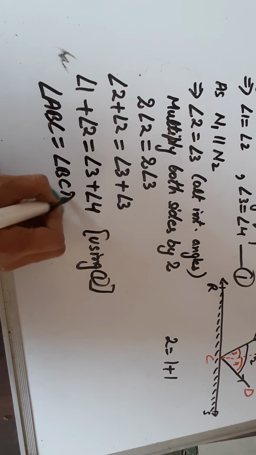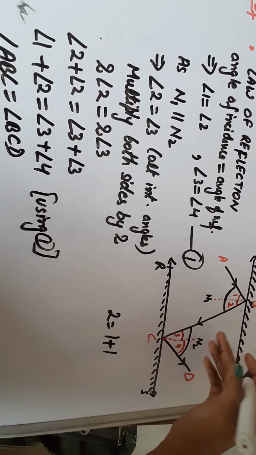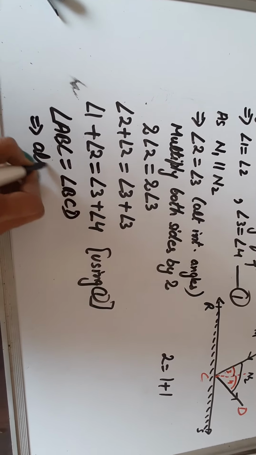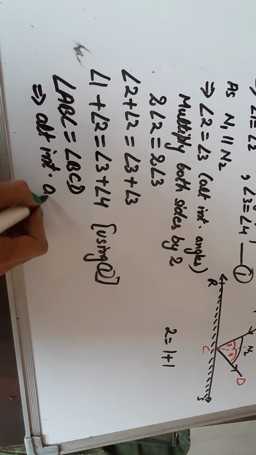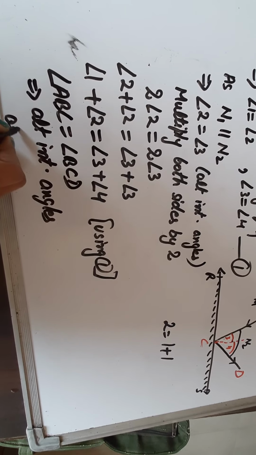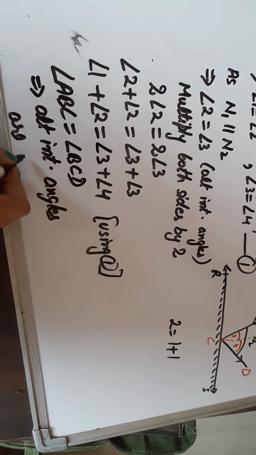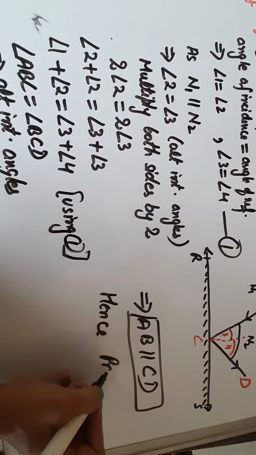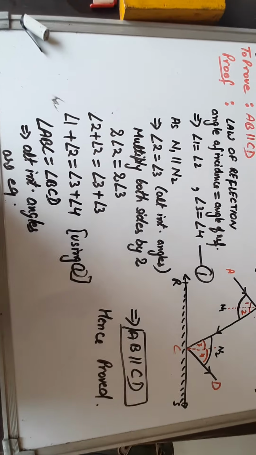Angle BCD. And how do these two angles appear to us? This is on the left hand side, this is on the right hand side. This implies alternate interior angles are equal. We have shown the alternate angles are equal. And which lines are these alternate angles touching? They are touching the lines AB and CD. So we'll write: this implies AB is parallel to CD. This is what we had to prove. So hence proved. I hope it is clear to you.